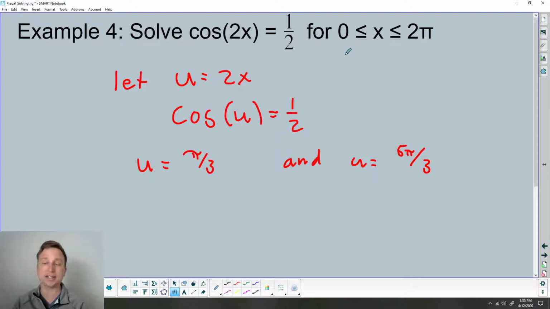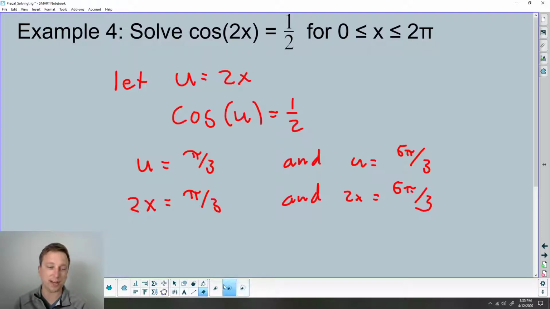So now we need to consider what we've done. What we've done is we said u is equal to 2x. So we want to solve for x values, not u values. So we're not done with this problem. What we need to set up now is that u is going to be replaced again with 2x. So 2x is pi thirds, and 2 times the x value we want is 5 pi thirds. I notice that both of those 5s are looking a little funky, so let's fix that. There we go.